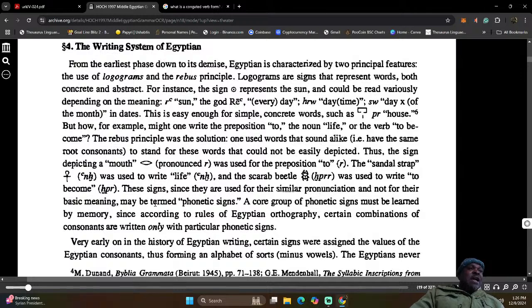It says these signs, since they are used for their similar pronunciation and not for their basic meaning, may be termed phonetic signs. A core group of phonetic signs must be learned by memory, since according to the rules of Egyptian orthography, certain combinations of consonants are written only with particular phonetic signs. So that's all I wanted to read. You can read the rest when you read the book.